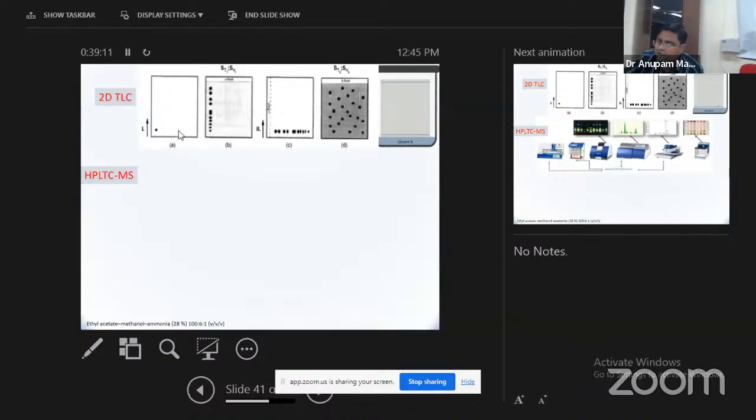It is nothing, just rotate your TLC. First there is one spot over there. After that it runs in the upward direction, and you rotate your plate like this, by 90 degrees. After that, again you run it in a solvent system. Then you will get a separation like this. And that is the 2D TLC in the 90 degree direction, which you can see in the graphic here.